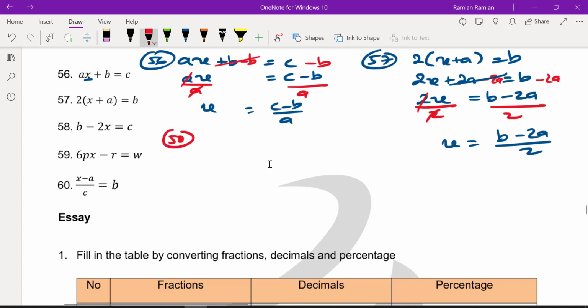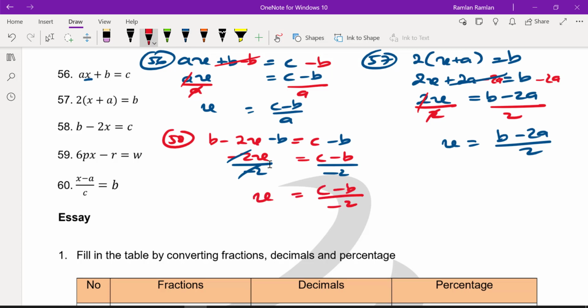B minus 2x equals c. We can do this a different way, but let's do the same exact thing that we did before. The first thing we need to get rid of is this b. It is being added, so we subtract b from both sides, because b minus b is just 0. That leaves us with minus 2x on the left side, and c minus b on the right. The minus stays there because it belongs to the 2. Then you divide by negative 2, cancel, and that's it.